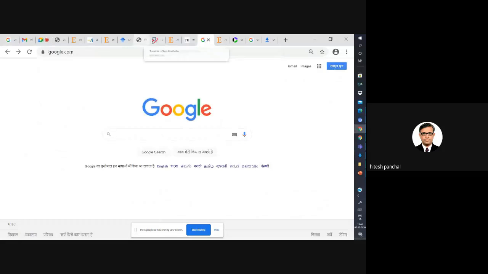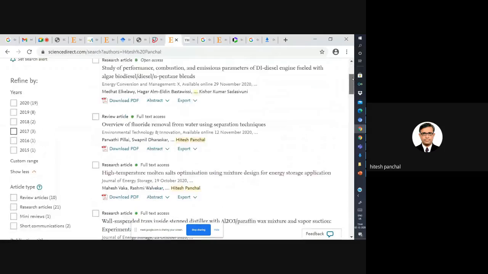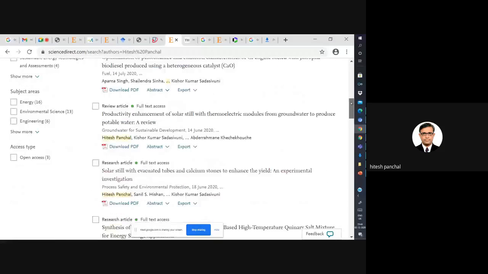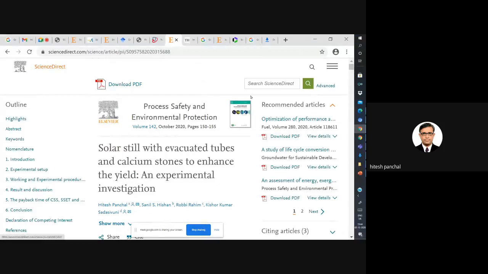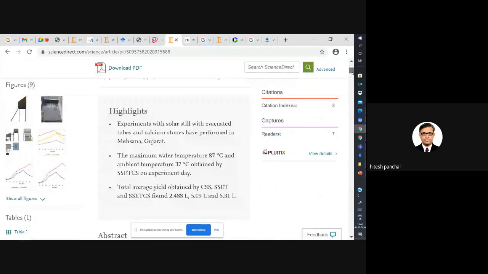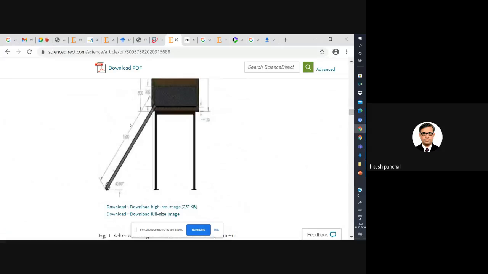Now, one more thing that I want to share with you, it is very important. This is my research article, solar steel with the evacuated tube. Now I want to use figure number 1 in my review article. So is it possible that I can reuse it directly? What will you do? Any idea?